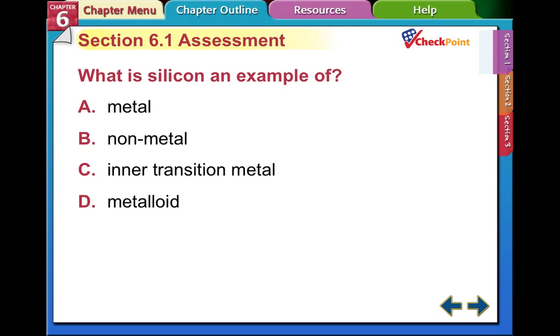What is silicone an example of? So now you need to look at your periodic table, figure out where silicone is. Is it a metal, a non-metal, an intertransition metal, or a metalloid? Yes, it lies in between the metals and the non-metals. It is a metalloid.